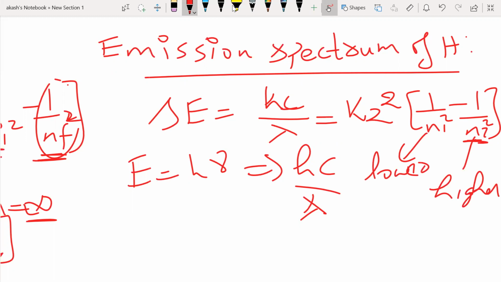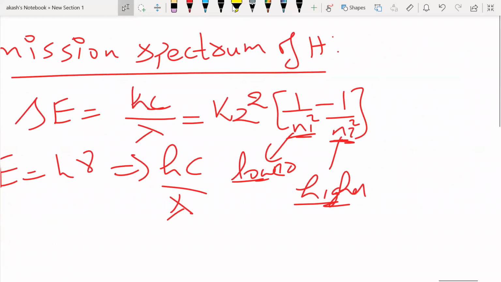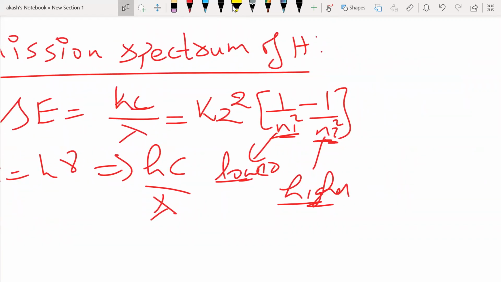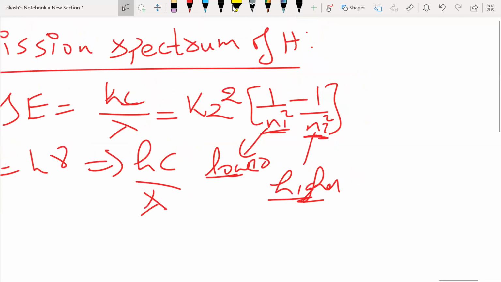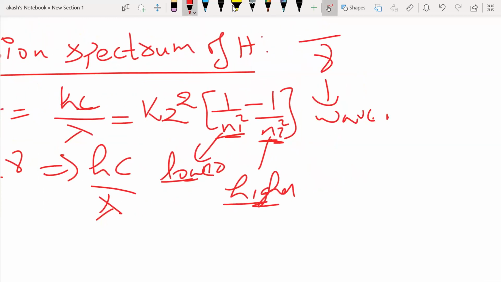If you do it this way, I'm going to get a negative value, but you don't have to worry about it. Just remember that n1 is the lower orbit and n2 is the higher orbit. Now this is in terms of energy, isn't it? But if I have to record the spectrum, it is going to be in terms of either frequencies or wavelengths, or I have something called wave number. This wave number, nu bar, is nothing but 1 by lambda.